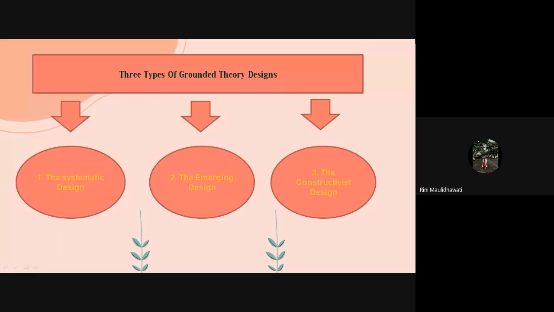We can see that perspectives about conducting grounded theory research differ depending on the advocate for a particular approach. There are three dominant designs, described according to Hood in 2007: the first is systematic design, the second is emerging design, and the third is constructivist design.